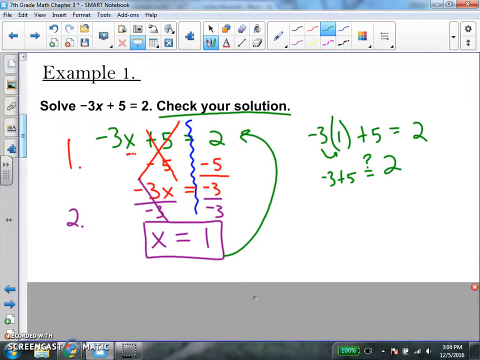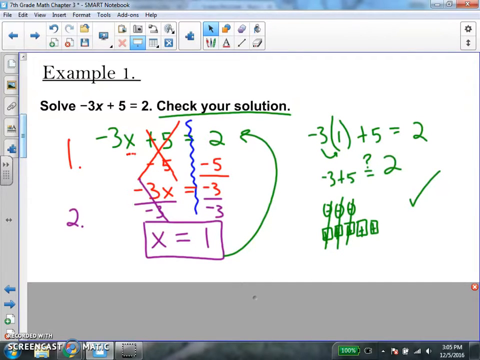Yeah, it does. Negative 3 plus 5. It's like if you have 3 negative counters and you had 5 positives. Remember, your positives and negatives will cancel. And what are we left with? We're left with 2 positives. So yes, it does check out. 2 does equal 2. Our solution is correct.